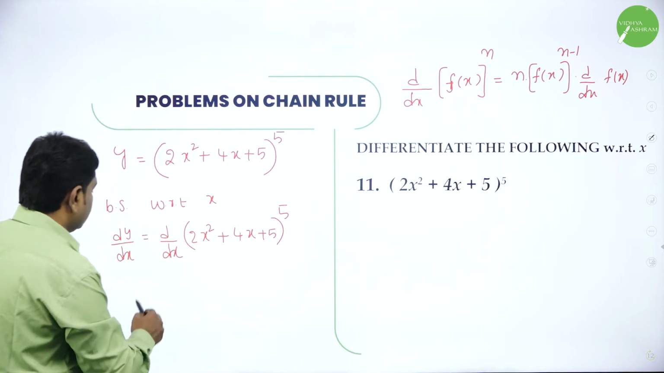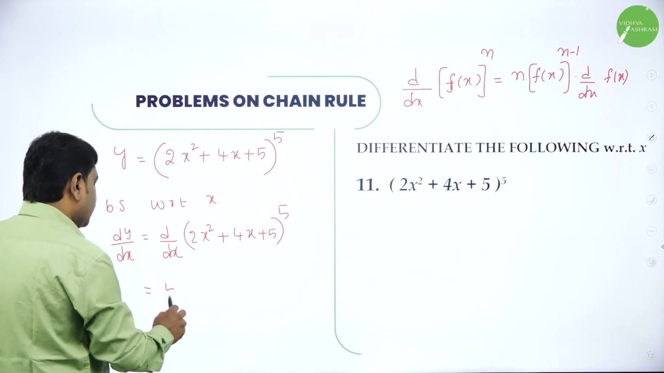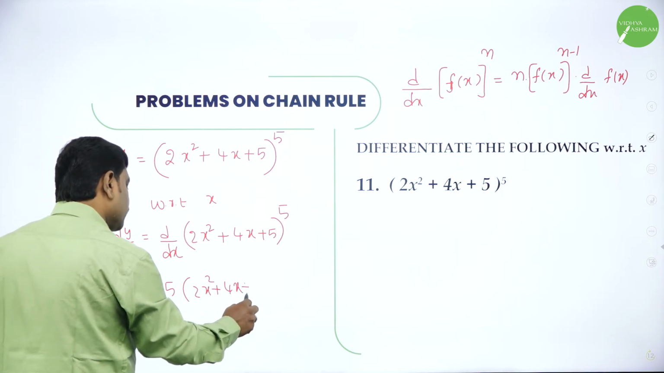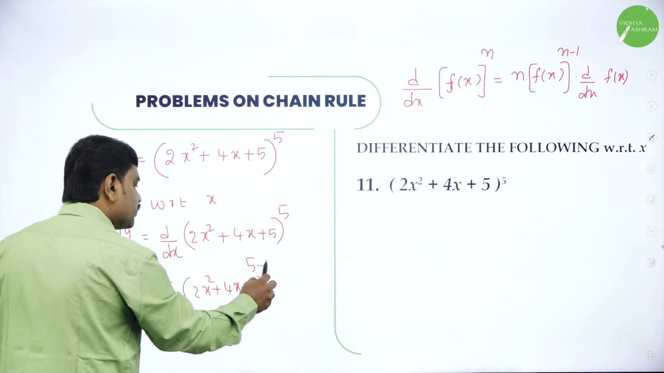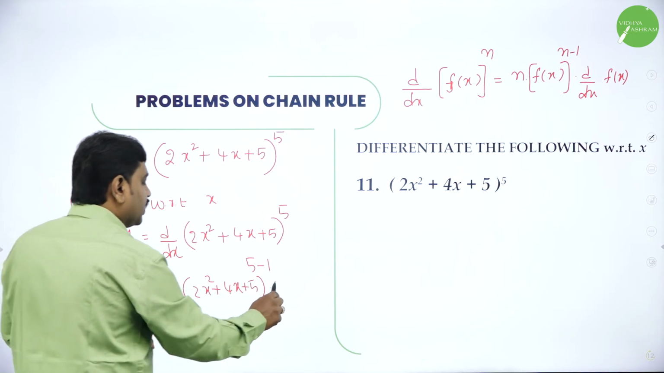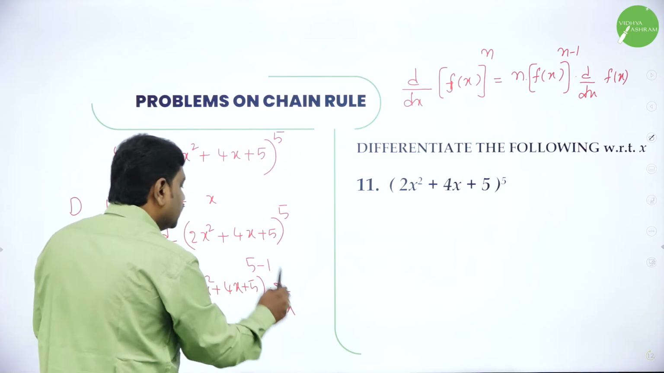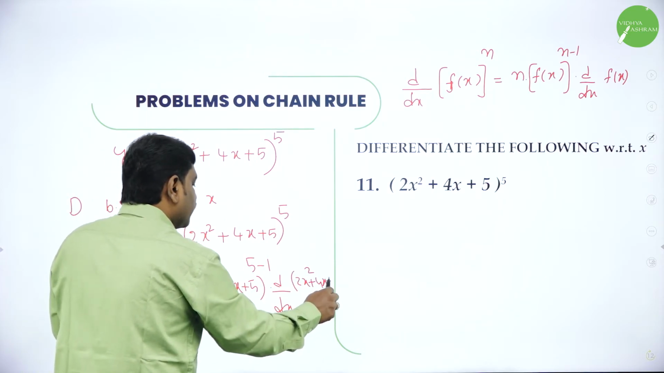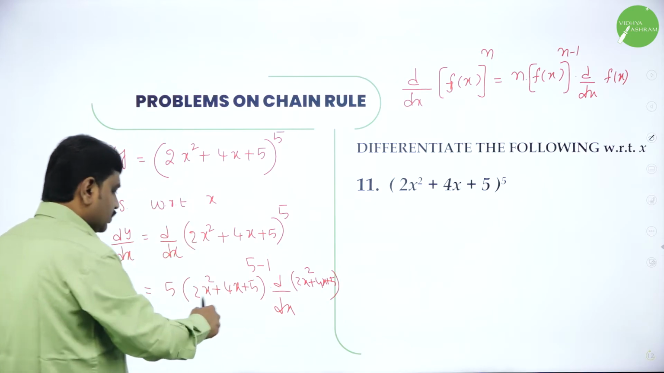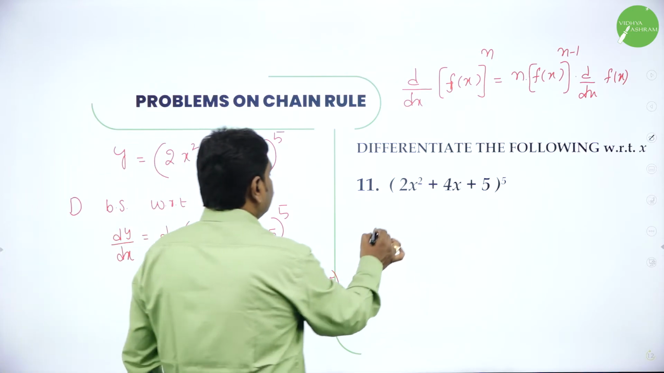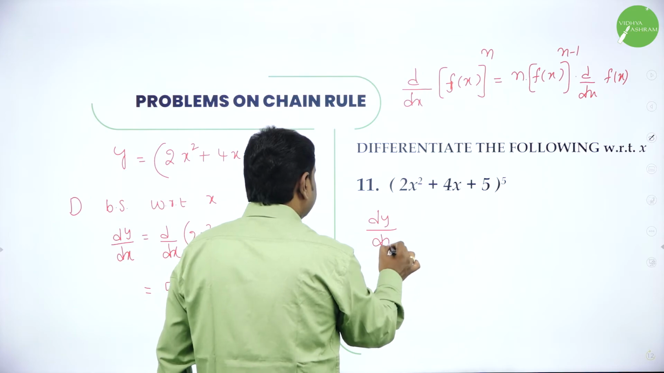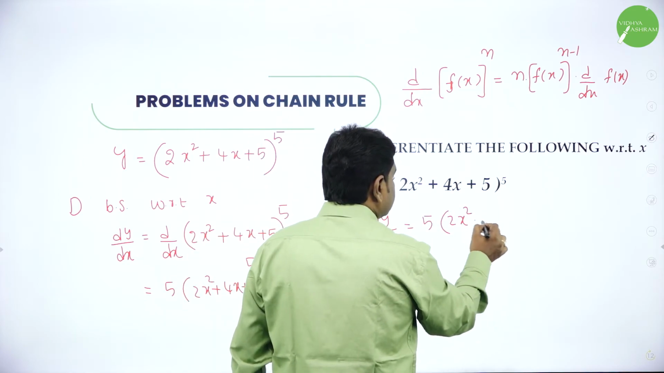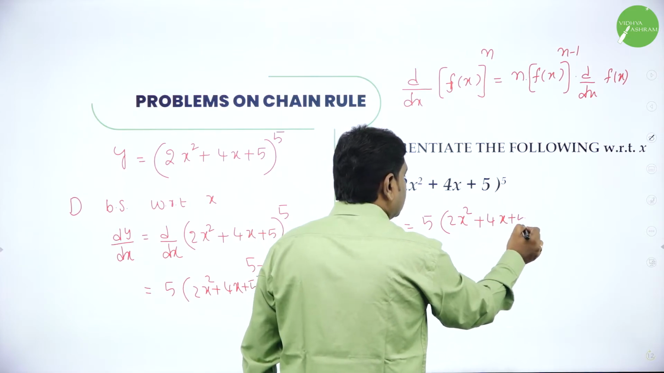So now coming to this, what is n? 5. 5 into f of x, that is (2x square plus 4x plus 5) power n minus 1, that is 5 minus 1, and we should not stop here, into d by dx of the internal function. Inside what we have? 2x square plus 4x plus 5. Now we will simplify this further. So dy by dx is equal to 5 into (2x square plus 4x plus 5) power, what we have?